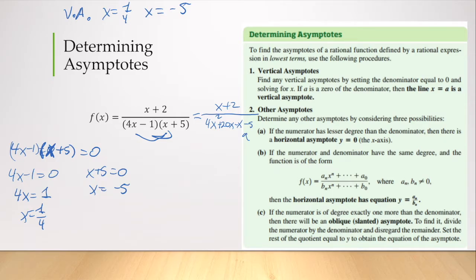If the numerator has lesser degree than the denominator, then there's a horizontal asymptote at y equals 0. Well, the degree of my numerator is 1, and the degree of my denominator is 2, so it is going to have a horizontal asymptote at y equals 0, and I don't need to check the remaining criteria.